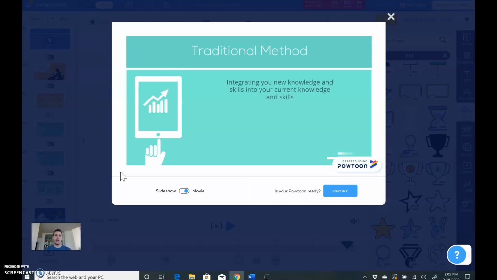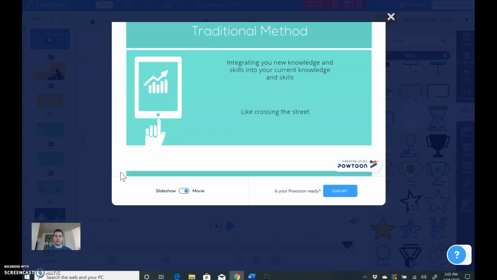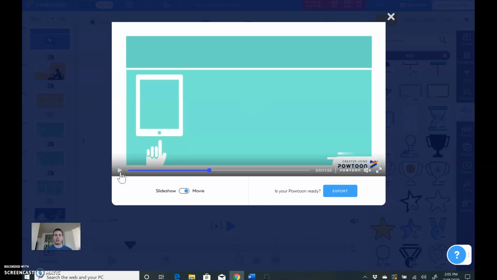So the traditional method is integrating new knowledge into the skills of what we currently have in order to figure out something like crossing the street. When you learn to cross the street, you learn to look both ways. Well, that can pass over sometimes into being in a more dangerous area and having to look because it's a one-way street or because there's more traffic, etc. So it's a similar situation. Every time you cross the street, there's something that can come and can hit you.